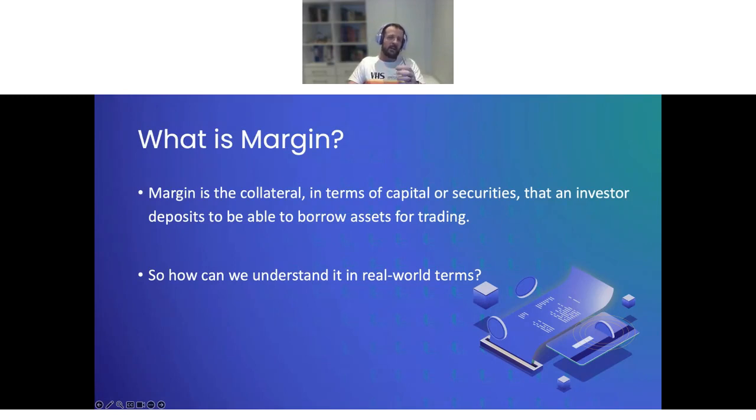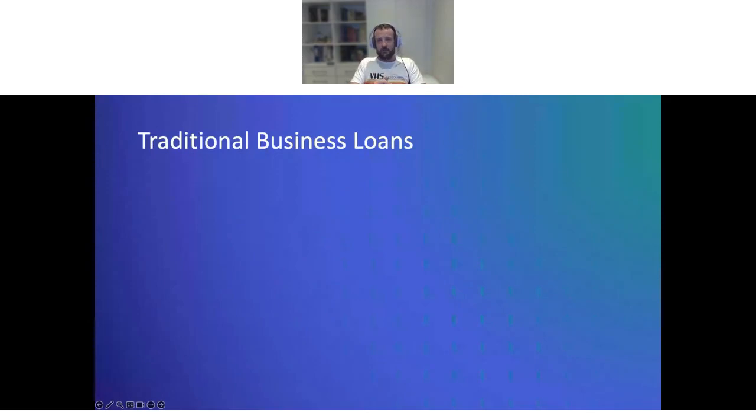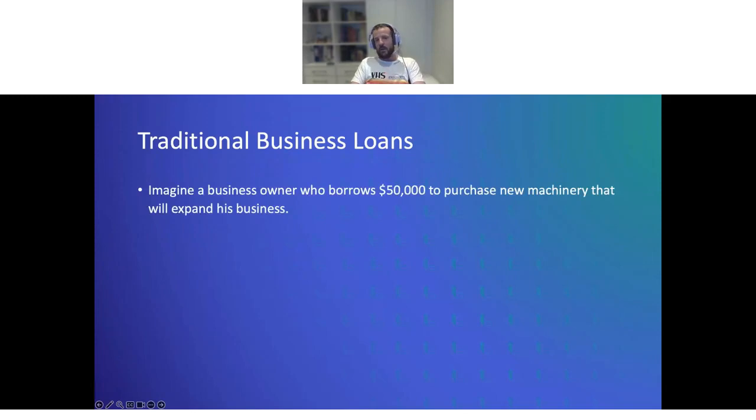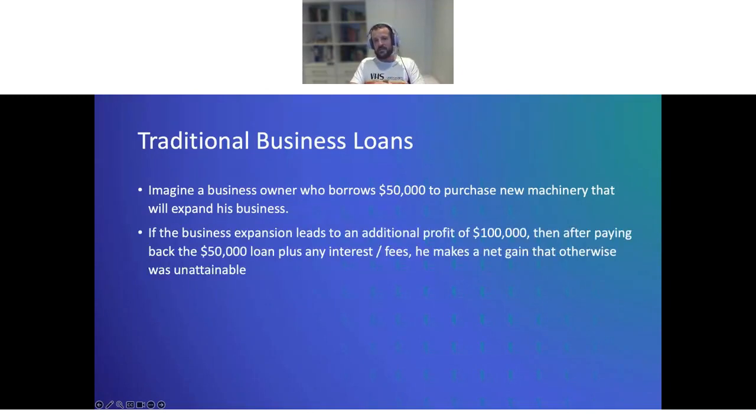And maybe to make it clearer, I like to look at a traditional business loan. Imagine you're a business owner and you borrow $50,000 to purchase some new machinery that will expand your business. If purchasing that machinery with the loan from the bank leads to additional profit for your business, and after you pay back the loan and the interest or fees you make a gain, that's really how we can look at margin.